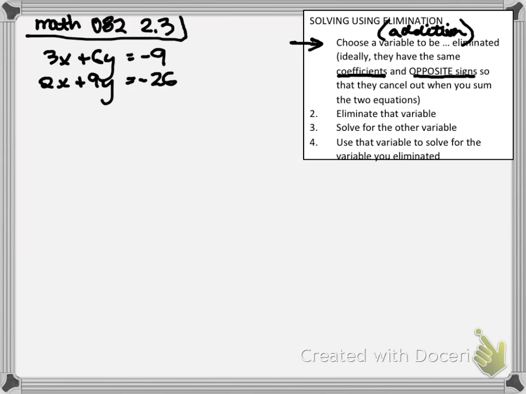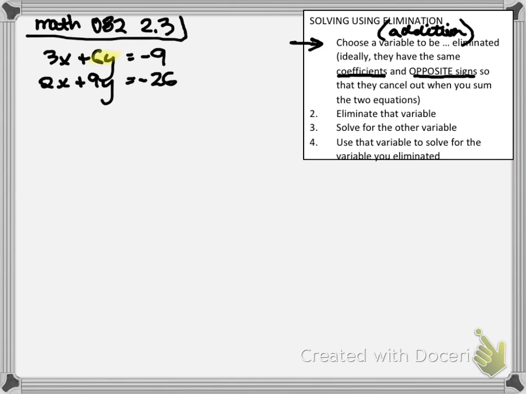So let's look at our coefficients. We have a positive 3x and a positive 2x. Unfortunately, right now, neither 3 nor 2 have opposite signs or the same value. So again, if I were to try, without doing any modification, to add these two equations together, you can see here that nothing is canceling out, nothing is getting eliminated, which is the whole point of the elimination method. Okay, same thing over here.